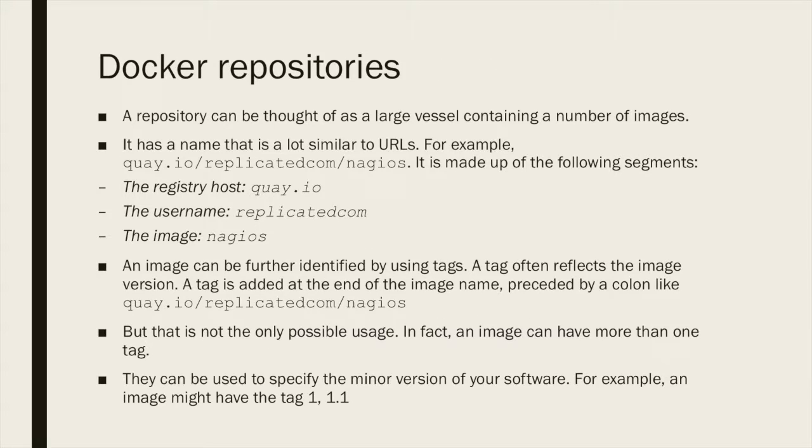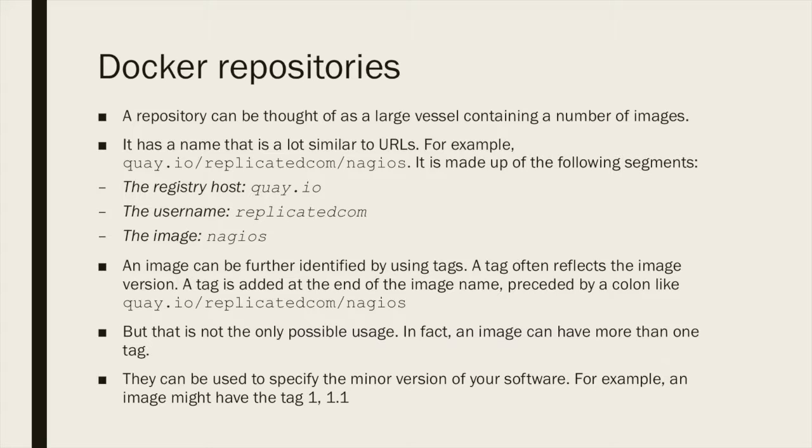We have already covered repositories in a previous section, but let's have a quick refresher. A repository can be thought of as a large vessel containing a number of images. The repository is where images reside. You can pull an image from that repository and use it to launch containers. The repository has a name, and it's a lot similar to URLs.